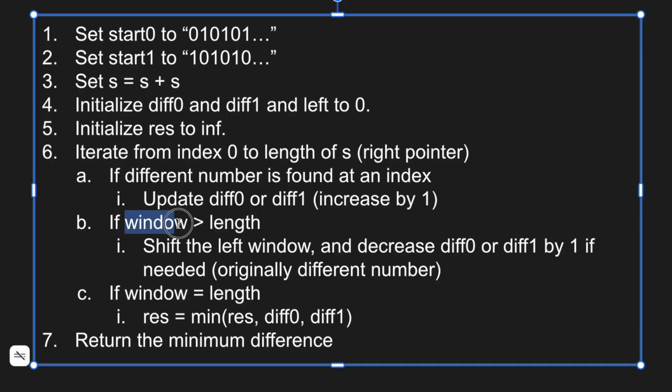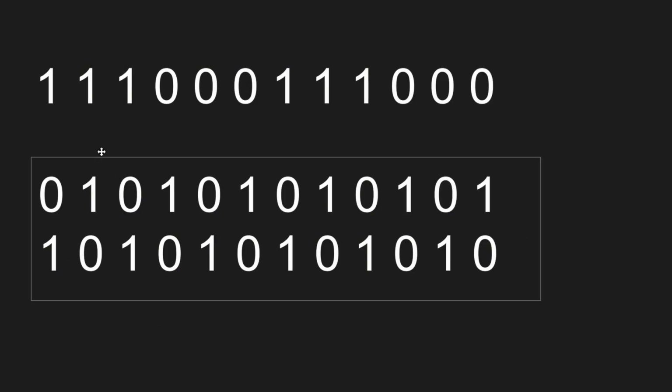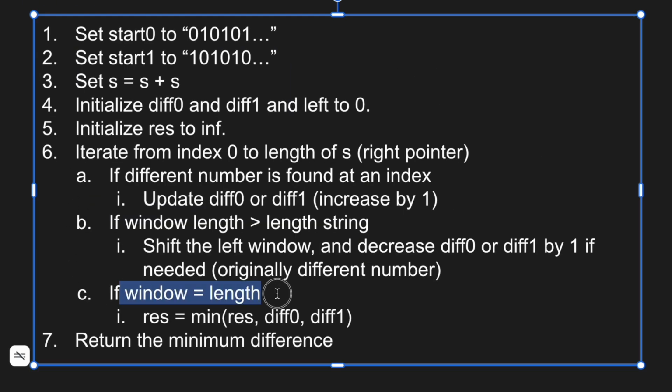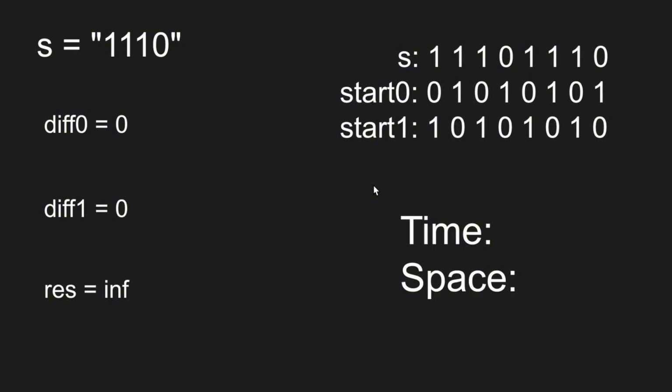And now if the length of the window is greater than the length of the string, then we will have to shift the left window and decrease difference 0 or difference 1 by 1 if needed, meaning if it was originally a different number. As we shift the left window we need to update accordingly. And now if the window is equal to the length, then we can update the result, which will be the smallest between the current result, difference 0 and difference 1, and finally we'll return the minimum difference, which will be result.